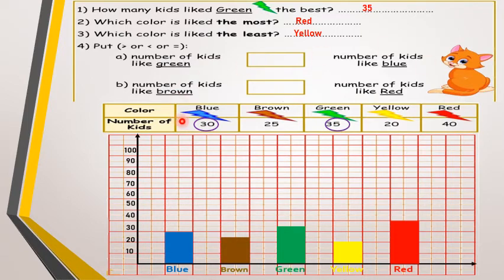Or you can look at the table. You have here 30 and 35. So which number is bigger? Of course 35, so green is greater than blue.